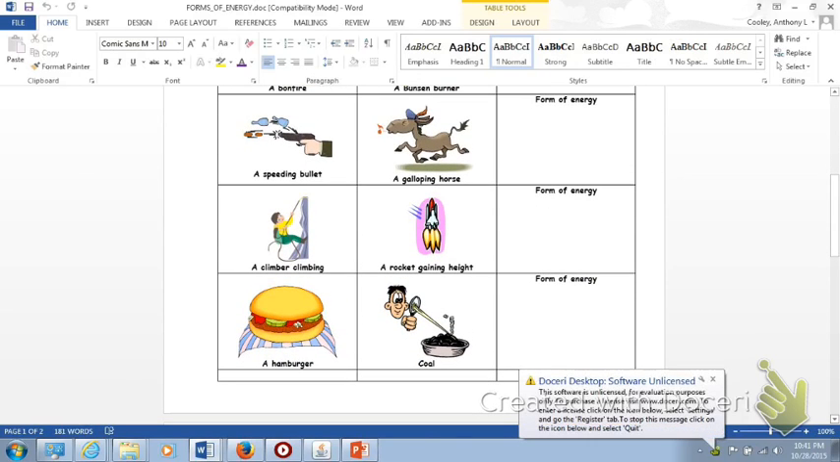So now we have here a speeding bullet and a galloping horse. What form of energy do you think of the 9? I assume you would say kinetic. Keeping in mind our 9 forms, right? A climber climbing and a rocket gaining height. That would seem like it would be kinetic also.